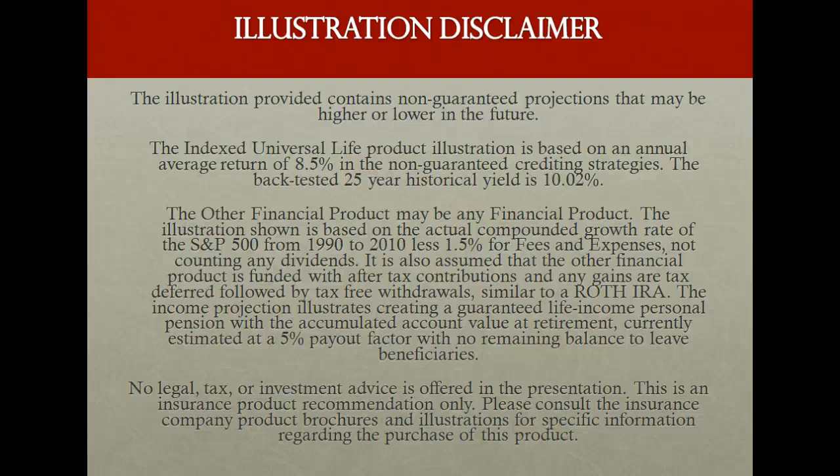Now, we recognize the limitations of the illustration because a Roth IRA has a maximum annual contribution limit of $5,000, whereas the product that we are presenting is much higher than that. The income projection illustrates creating a guaranteed life income personal pension plan or a single premium immediate annuity with the accumulated account value at retirement, currently estimated at a 5% payout factor with no remaining balance to leave beneficiaries.